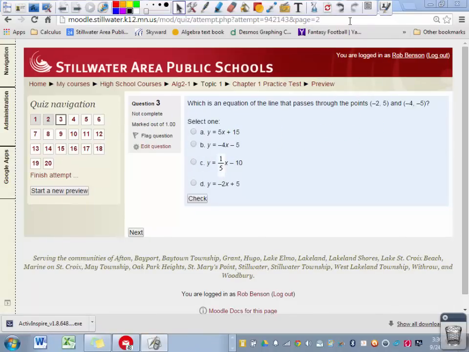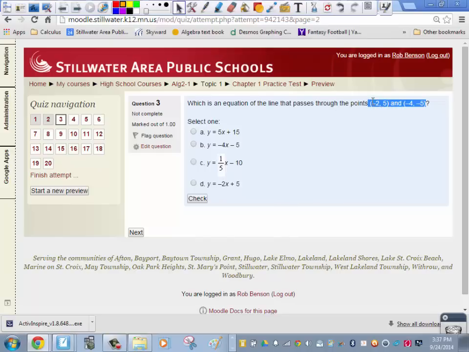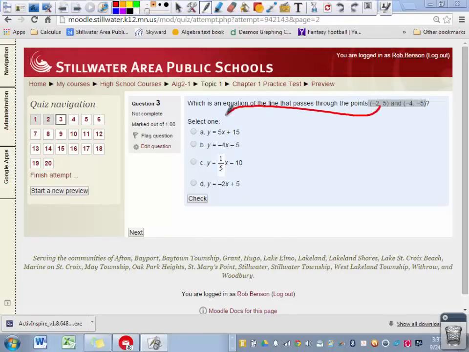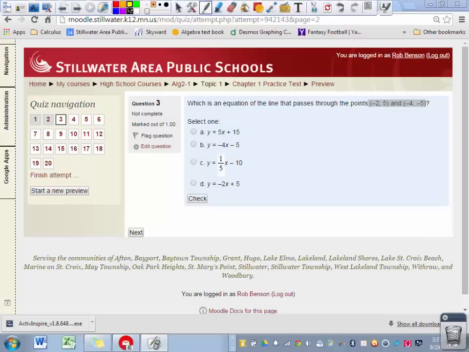Okay, which is an equation of a line that passes through these 2 points? Well, there's 2 ways about doing it. You could take these 2 points, plug them into this formula. I'll show you what I'm saying. Take this point and plug it in the formula, and this point and plug it in the formula. See if it works for each of these formulas. This one, this one, this one, and this one. In essence, you might have to do that 8 times. That's going to take a while, so let's not do that. Instead, let's find the equation of this line and just compare it.